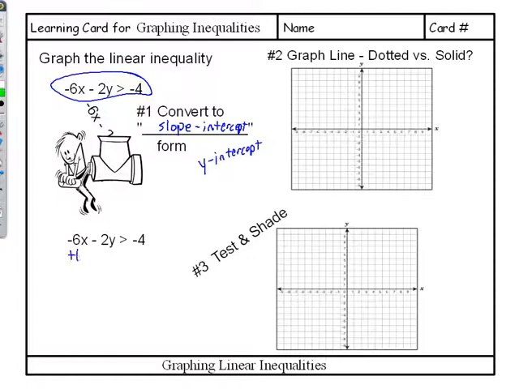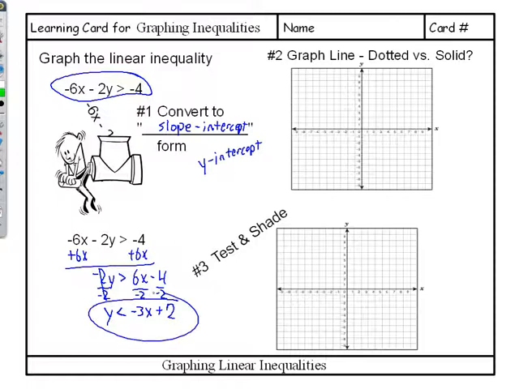Here's how we're going to do it. I've rewritten it down here. We're going to add 6x to both sides. We get negative 2y is greater than 6x minus 4. We're going to divide the entire thing by negative 2. That reduces this to y. And when we multiply or divide by a negative, it's going to flip our inequality symbol, so now I don't have a greater than, I have a less than. This reduces to negative 3x plus 2. I stuck it in my little meat grinder here, and popped out y is less than negative 3x plus 2. So I've got it in the form that I can graph from.